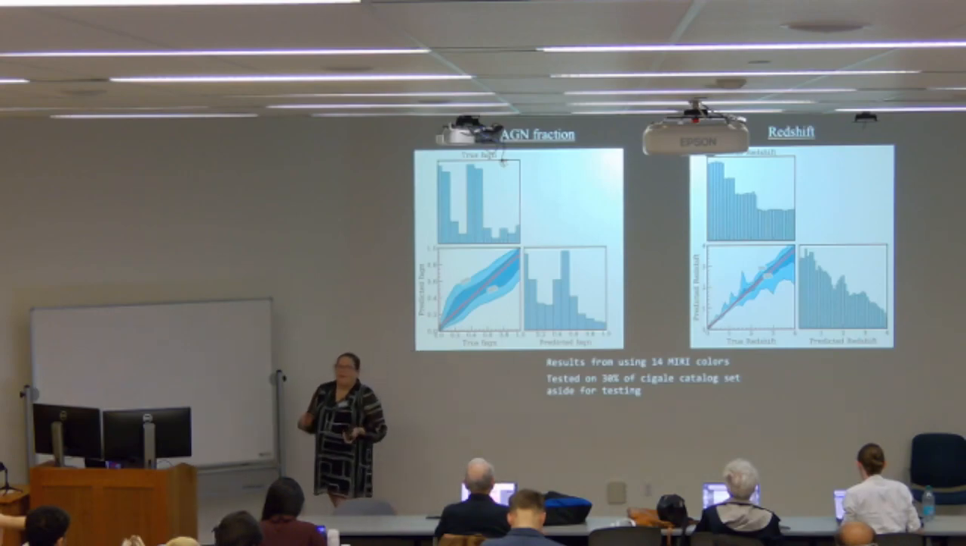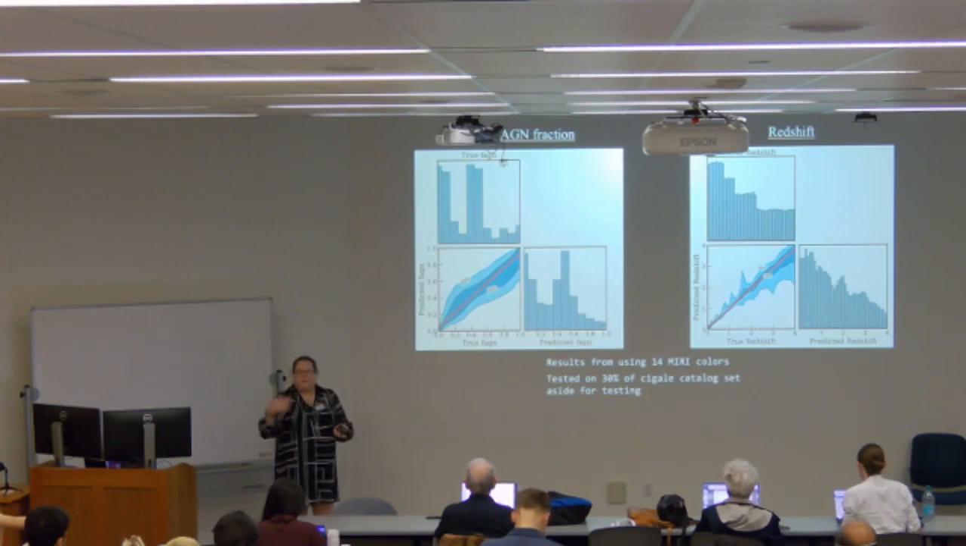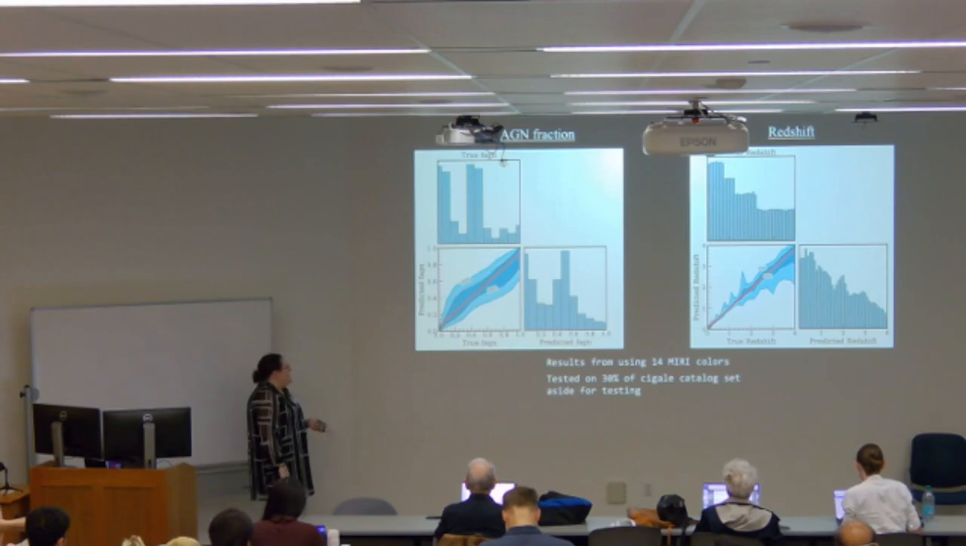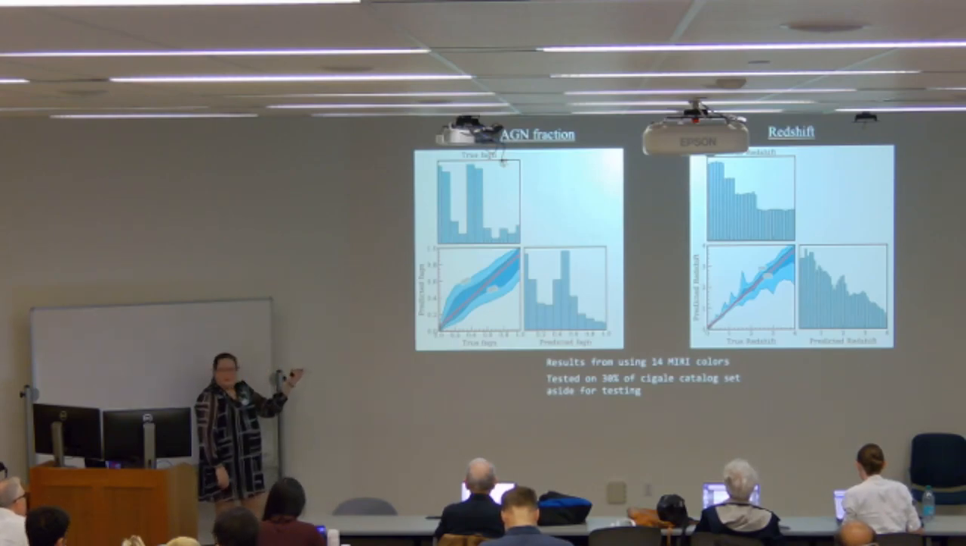It can't do it past that. The reason, again, is the dust features. Right, below redshift 4, you have these very clear MIRI dust features, so you can get mid-infrared redshift. And then it predicts the AGN fraction really well as well.